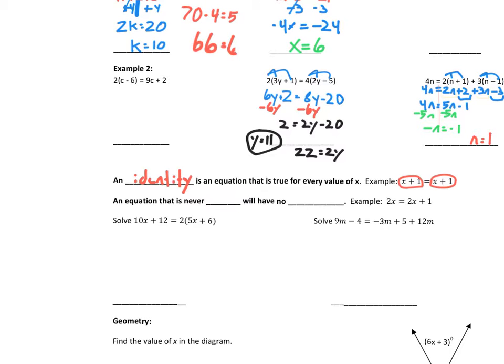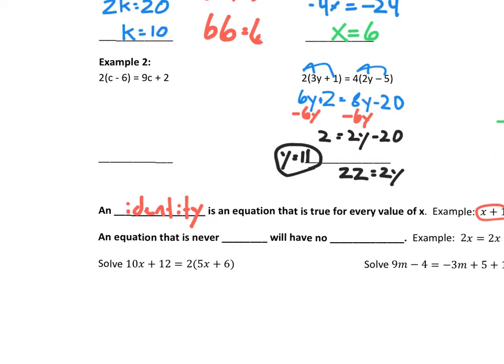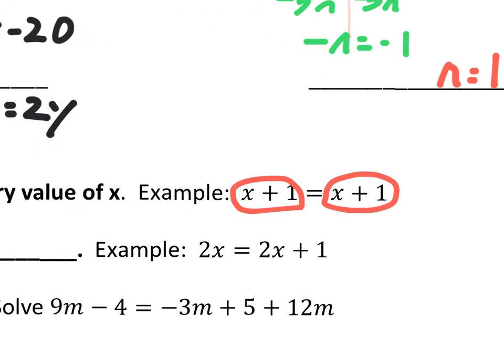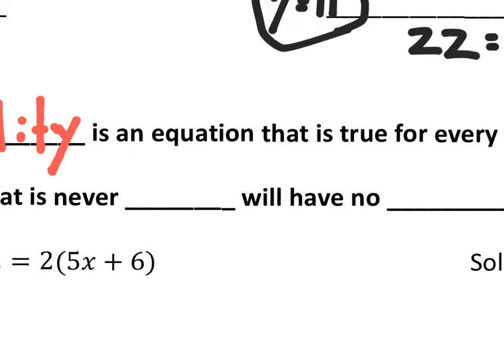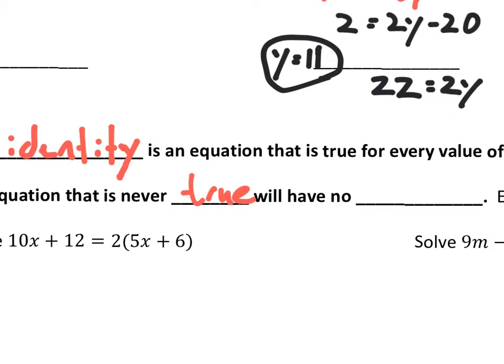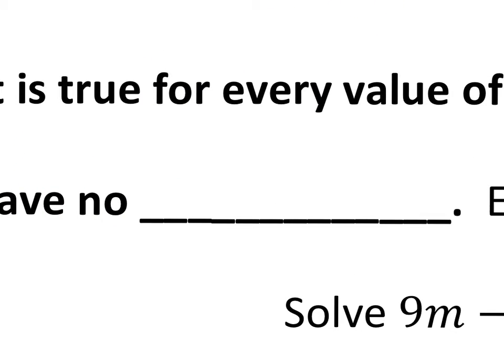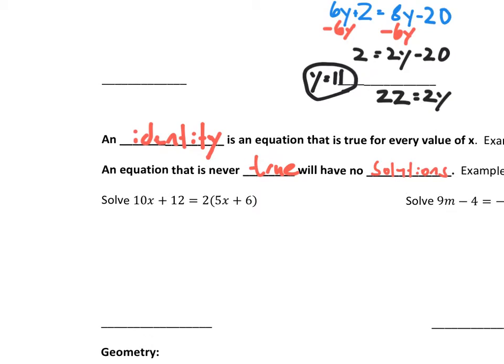So up to this point now, we've seen equations that have one solution, a specific number. We'll see equations that have infinite solutions, to where no matter what I plug in for x. And then there's also an equation that will never be true. An equation that is never true will have no solutions. And that's what we'll write. Sometimes we will write no solution as our answer.